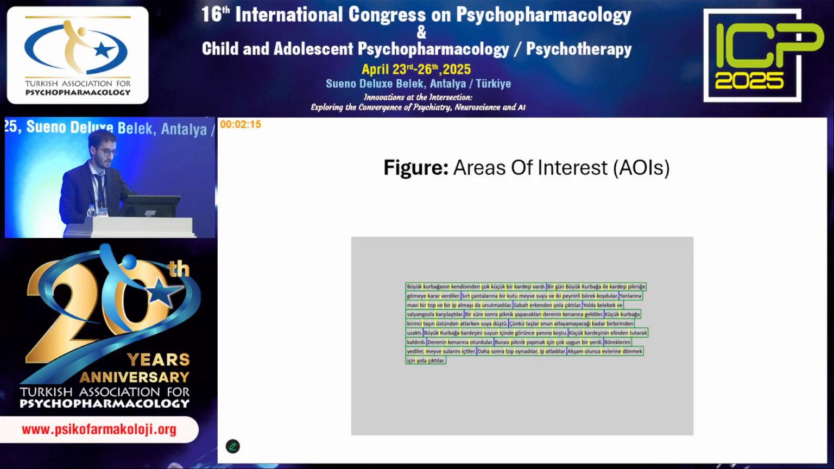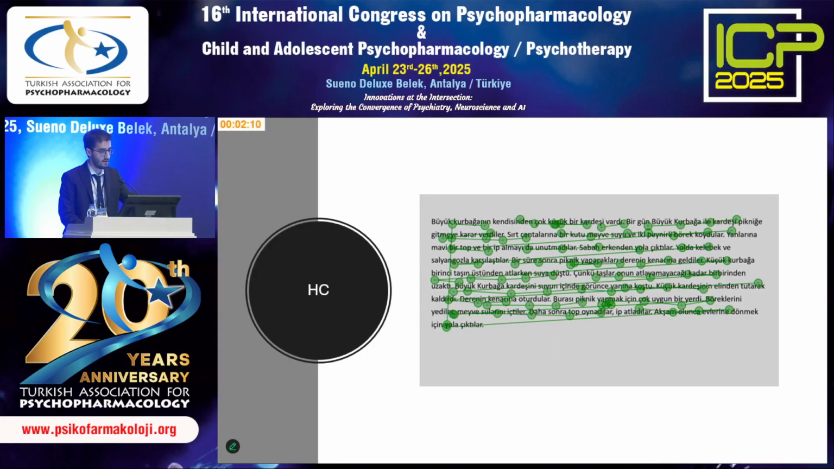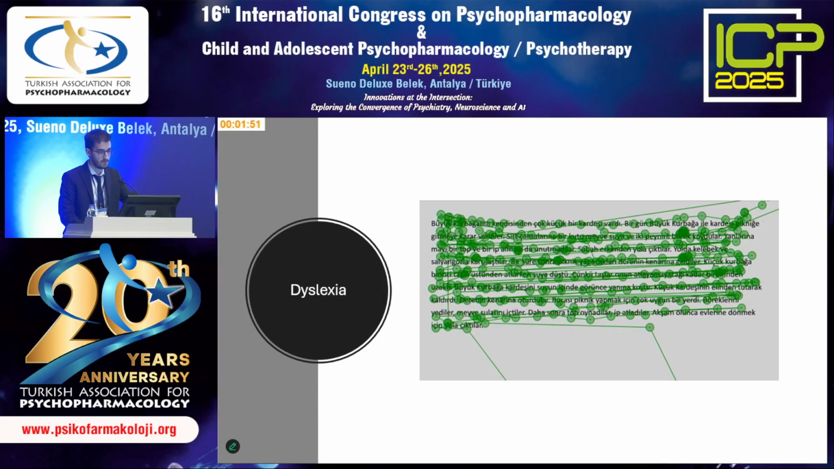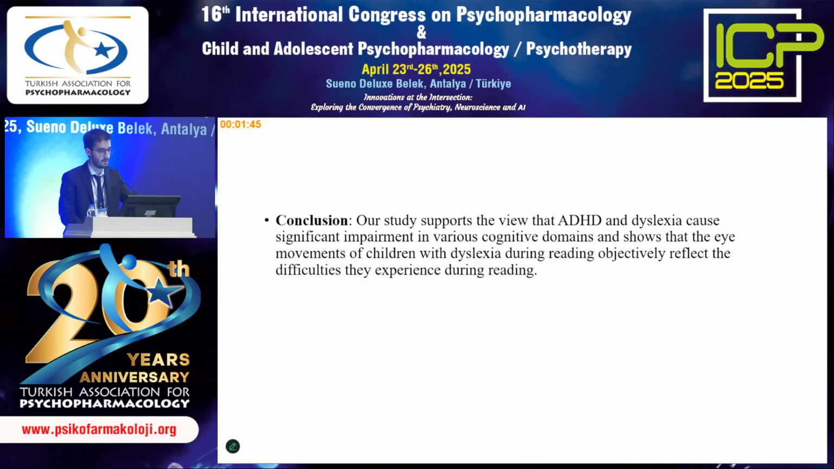So here are the areas of interest. Here are the eye trackings of the healthy group. These little circles are the fixations, and in the intervals are the saccades. The ADHD group has a similar pattern, as you can see, and dyslexia looks like this. There are a lot of fixations and saccades, as you can see on the slide.